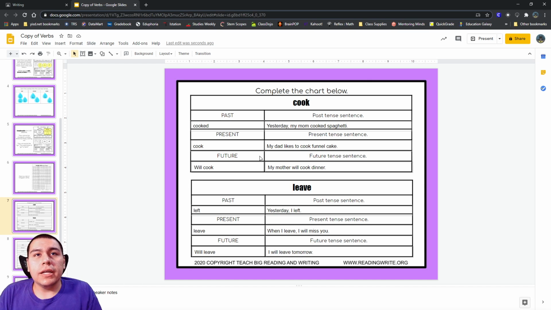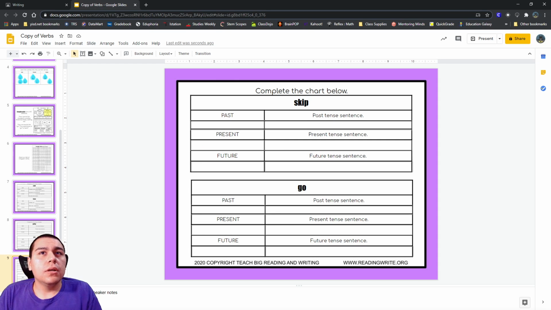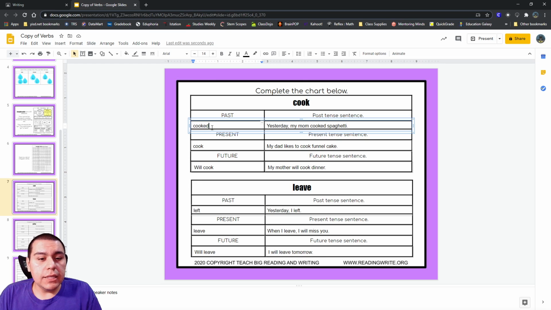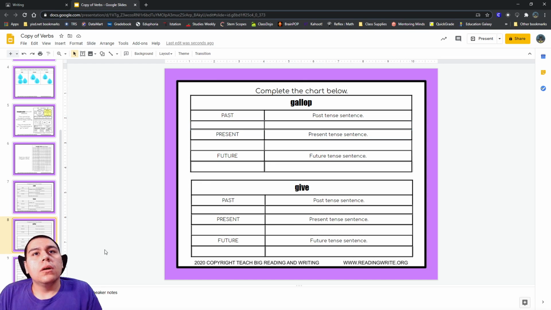The next two slides are very similar. They both give you two charts, and both of them, just like this one, the top chart is a regular verb. So the past tense is just the verb with ed at the end. The bottom chart is an irregular verb, so it doesn't use the ed ending. So like give doesn't use an ed ending.